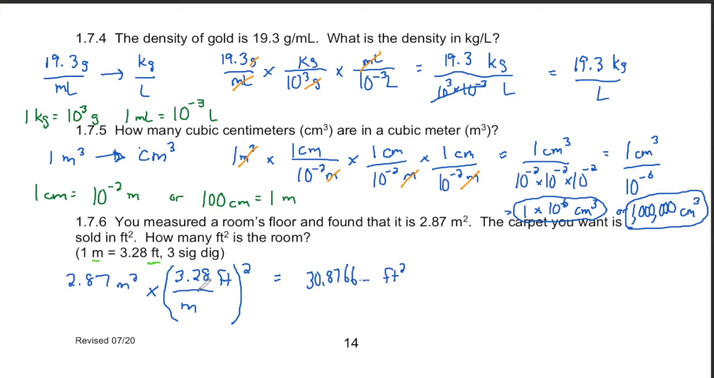When we do that, we cancel both meters, so meters squared are canceled, and we do end up with feet squared. Then our significant digits here are 3, so our area is 30.9 square feet.